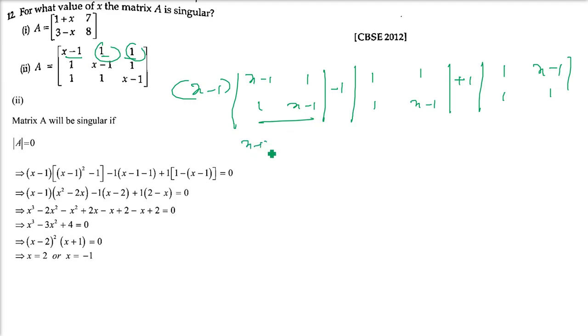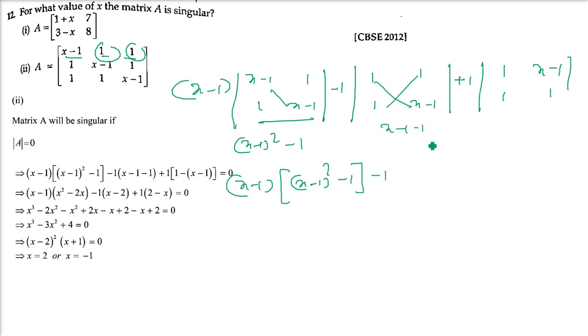So x minus 1 into x is going to be x minus 1 whole square minus 1. So basically it will be x minus 1 into x minus 1 whole square minus 1. The second one is minus 1. 1 into x minus 1 is x minus 1, minus 1, so it will be x minus 2. Similarly here, 1 into 1 is 1, and x minus 1 is x minus 1. So 1 minus x minus 1 will be 1 minus x plus 1, so this will be 2 minus x.